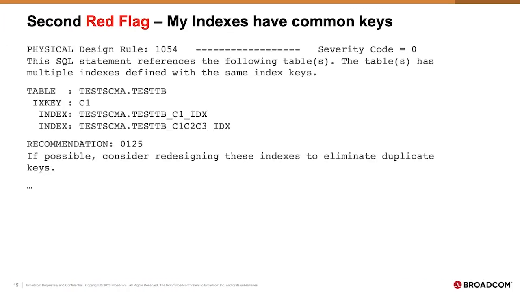Paging down another time, we can see a second red flag. My indexes have keys in common. Design rule 1054 states that we have multiple indexes defined with the same index keys. And as you can see, the recommendation is, if possible, consider redesigning these indexes to eliminate duplicate keys. This is a little bit more helpful.